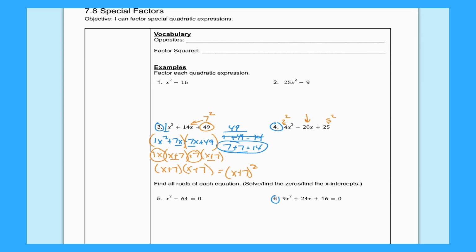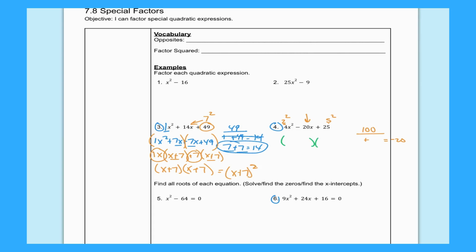If you're not sure if you can use the shortcut, or if you just can't remember the shortcut, then just factor like normal. You would do A times C, so 4 times 25 is 100. What factors of 100 add up to equal negative 20? And then continue the same process we just did for number 3. If you want to learn the shortcut, then once you figure out what those perfect squares are, you can just go right to your answer.